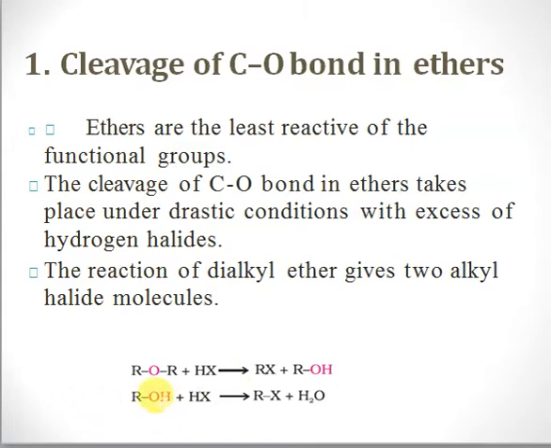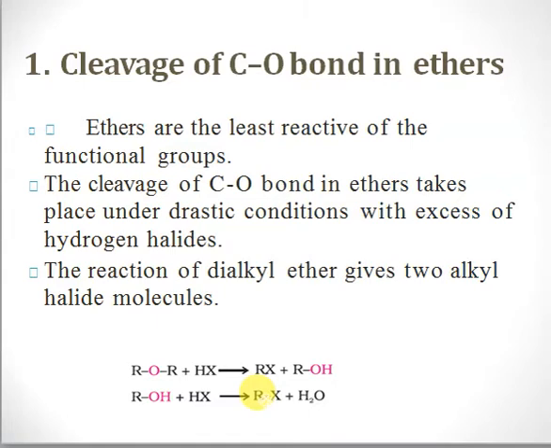So we get an alcohol and we get the alkyl halide here, right? You can compare this reaction with alcohols. In the case of alcohols, when we react them with hydrogen halide, alcohols get converted into alkyl halide plus water. In the case of ethers, we get alkyl halide, but instead of water, we get alcohol. That's the process. If you are using excess hydrogen halide, this alcohol will get converted into alkyl halide as well, right?